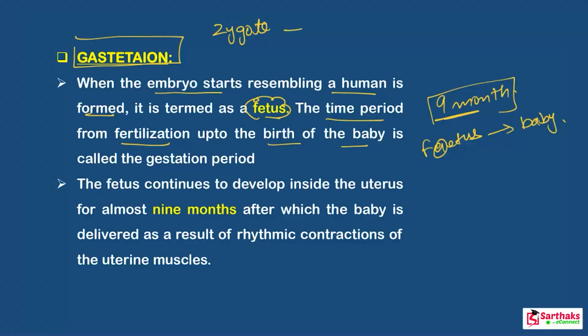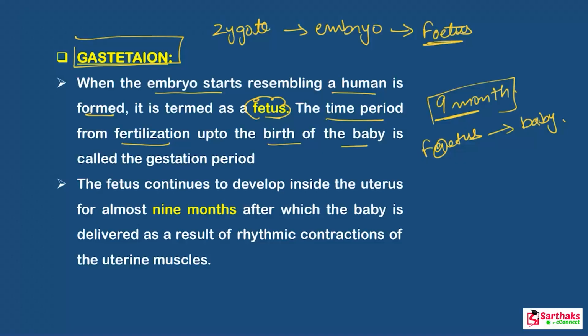Okay, and then after several rapid mitotic divisions, this zygote changes into an embryo. After some time, this embryo changes into the fetus. Fetus is a stage of the developing baby when it resembles a human. So this is the fetus, and this fetus is formed at the time of 9 months of the gestation period.